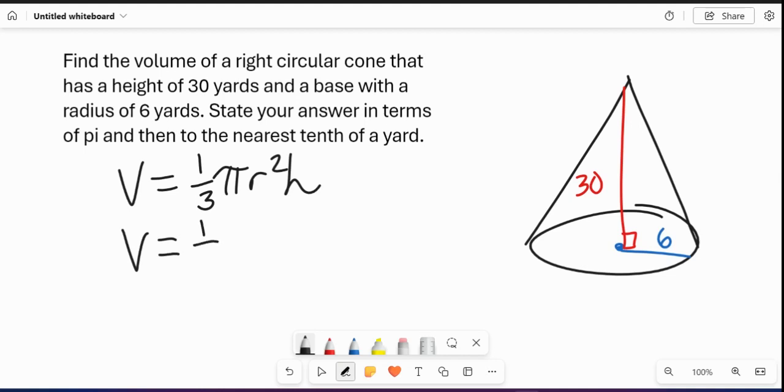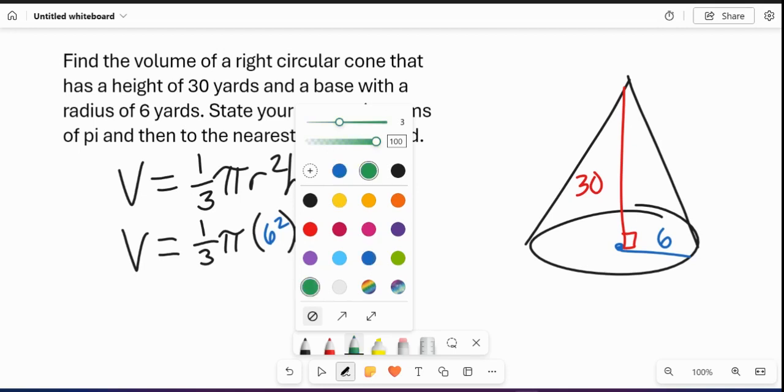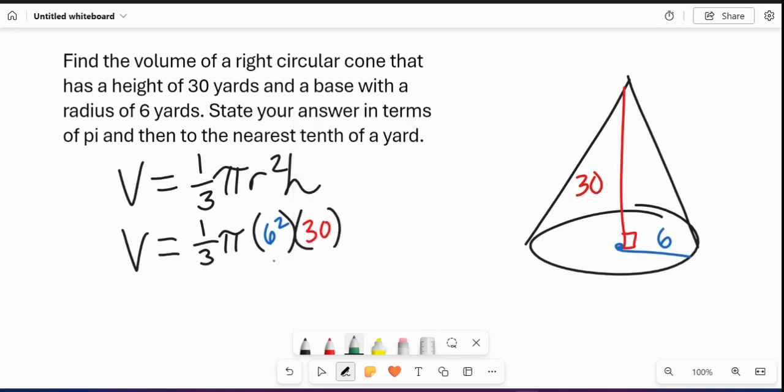So let's plug in our numbers. The height is 30 in this case, so I'm going to put that there. The radius is 6. Remember, we're going to square that, 6 squared, and plug those in based on our dimensions. Now, here's what you need to do. You need to multiply. First, what I would do is take the exponent. Remember, when you do PEMDAS, order of operations, you always do exponents first. You figure out what 6 squared is first, then multiply by 30, then multiply by 1/3. But it's important that you do the 6 squared first.